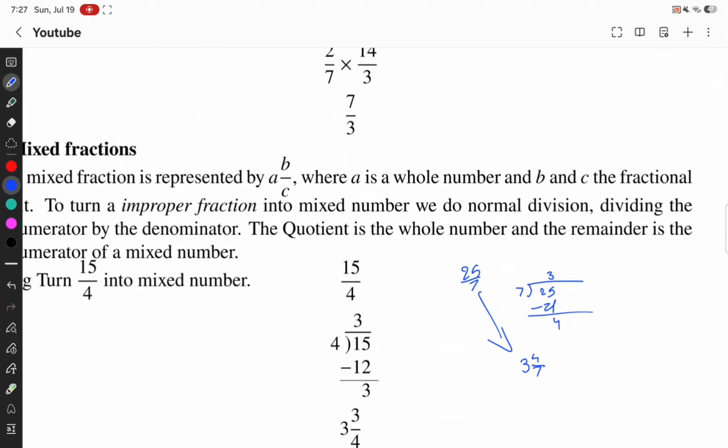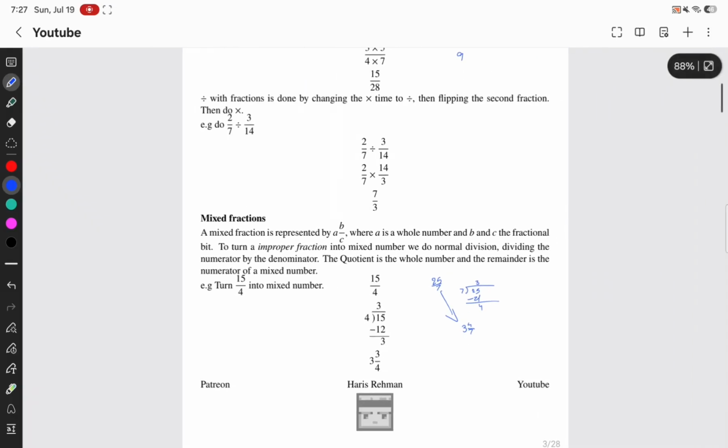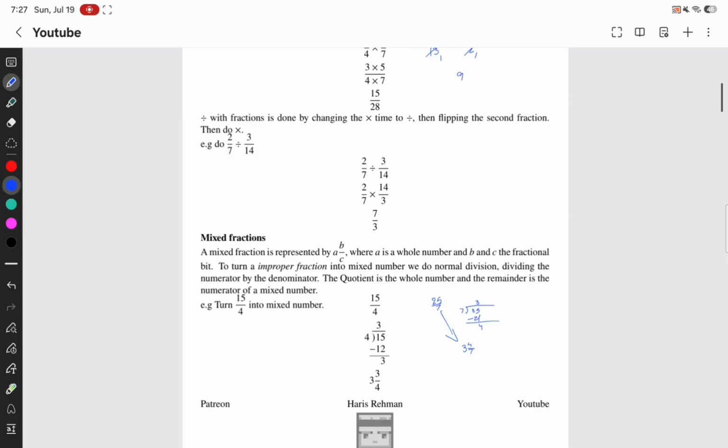Questions will tell you to compute a result, to compute something, and then turn it into a mixed fraction. Don't worry, we have questions in the same file as well. That's why the file seems a bit long.